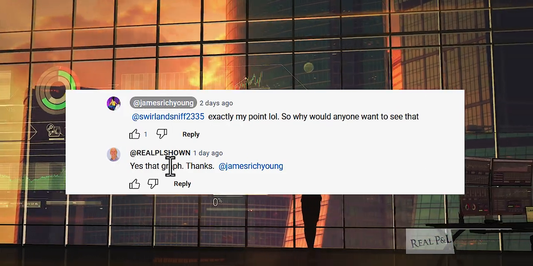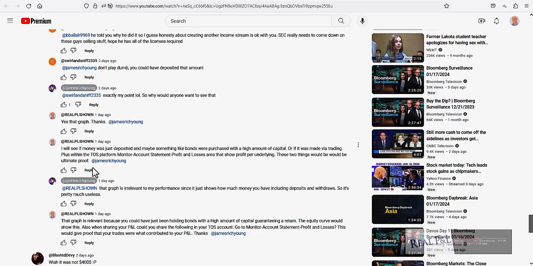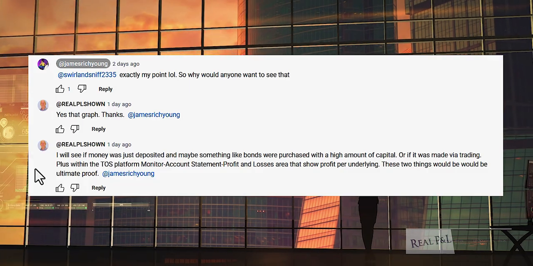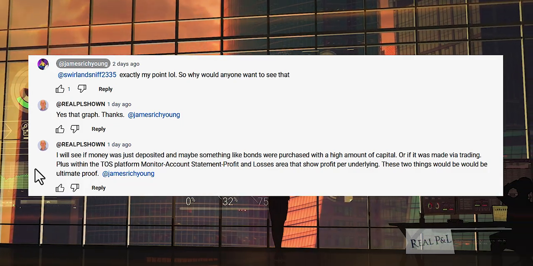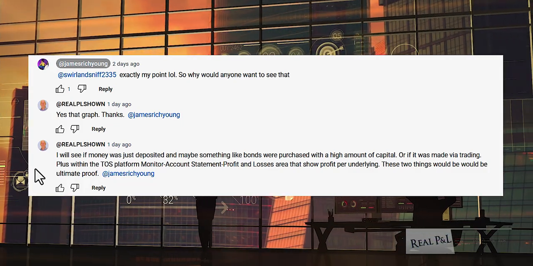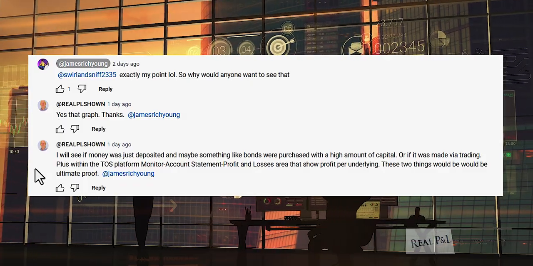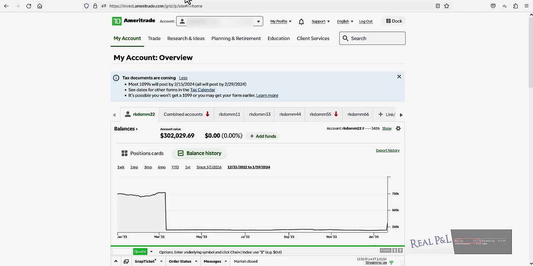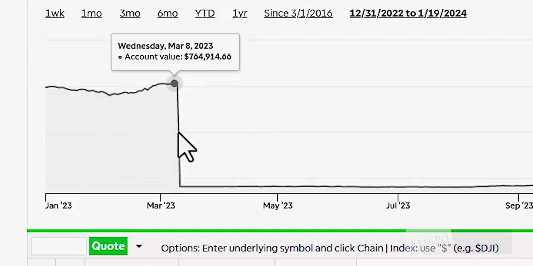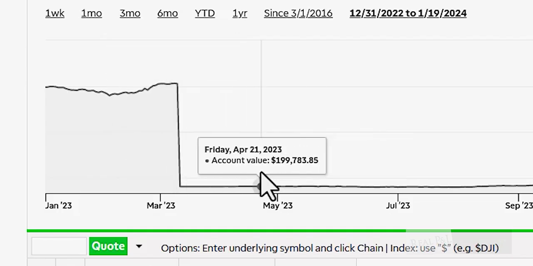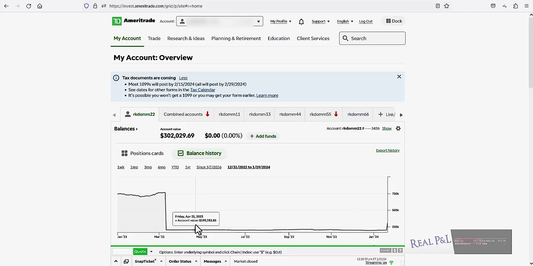Okay, so I told James, yes, that graph, thanks. And I also said, I will see if money was just deposited and maybe something like bonds were purchased with a high amount of capital, or if it was made via trading. I'm talking about this here. For example, I had 700,000 in here, and then it dropped to 200. I took money out. You can see money coming out of the account. That's important to be able to see. That to me provides further proof rather than just an account that made money.